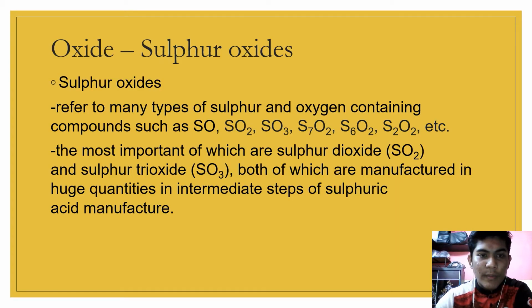The first subtopic in oxide is sulfur oxide. It refers to many types of sulfur and oxygen containing compounds such as sulfur monoxide, sulfur dioxide, sulfur trioxide, and others. The most important of which are sulfur dioxide and sulfur trioxide, which both are important in the making of sulfuric acid.